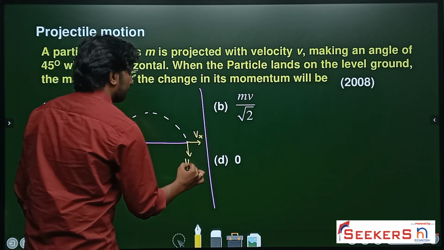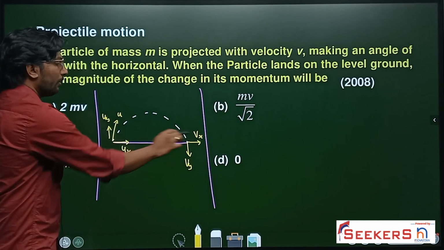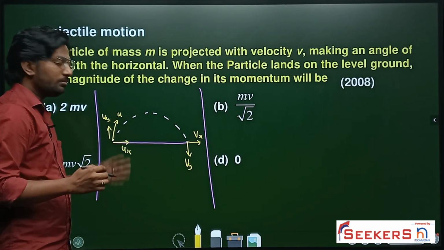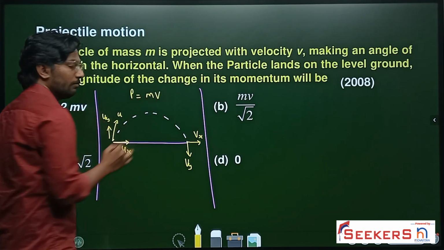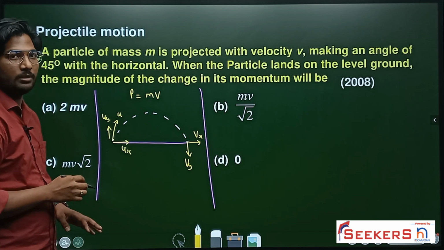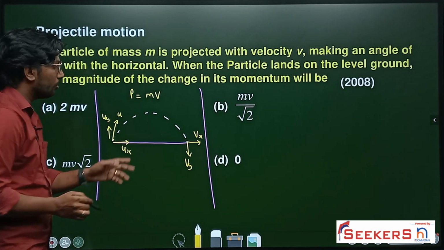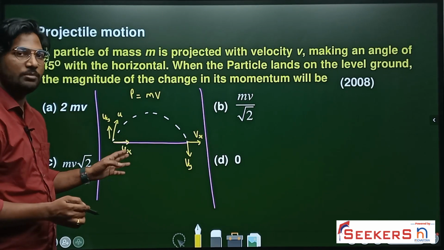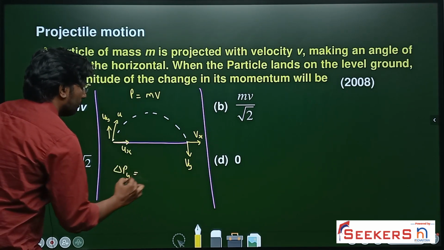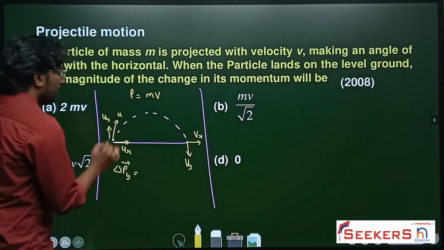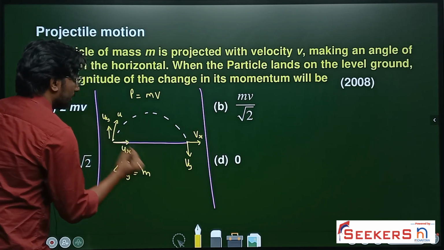another is vy. Since there is no acceleration along the horizontal direction, the horizontal component of velocity will not change. Therefore, the change in momentum along the horizontal direction will be 0. Before that, what is momentum? Mass times velocity, and momentum is also a vector quantity. So here, the total momentum change along the horizontal direction is 0 absolutely. So if you just verify the vertical direction momentum change, that will be more than enough. So delta p, the momentum change along y direction, what will it be? Being vector quantities, momentum change is m into final velocity minus initial velocity.